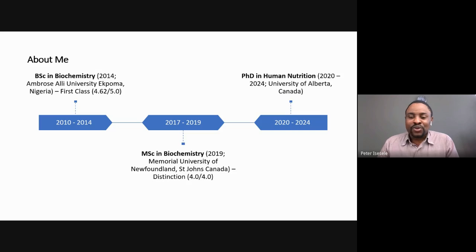The other way of applying for a scholarship here is that there are some schools that don't really require you to get a supervisor before you apply. I'll talk about all of those later on. So I finished my master's in 2019, and then I got another fully funded scholarship at the University of Alberta for my PhD in nutrition.